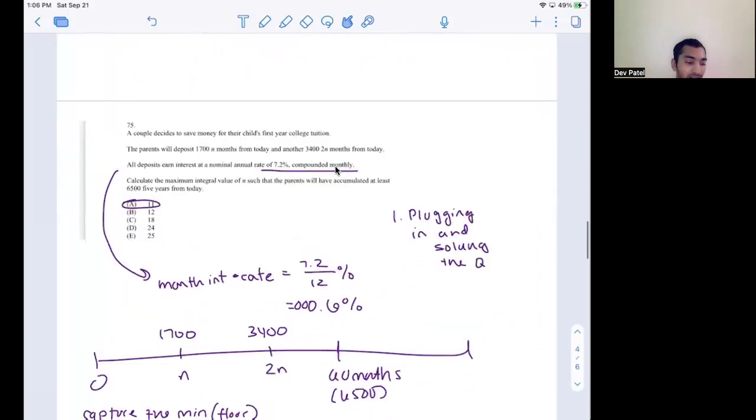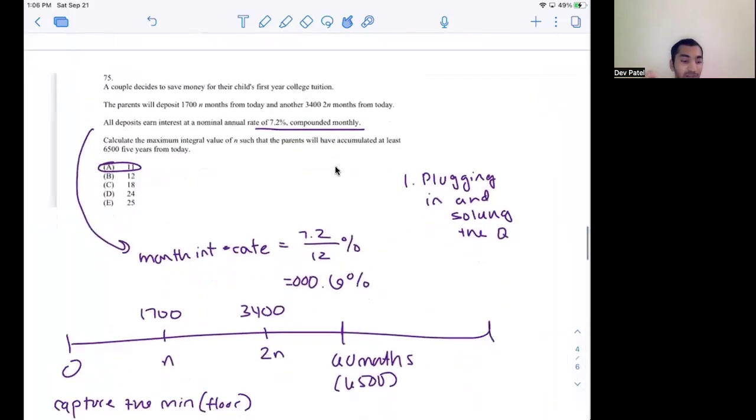In question 75, a couple decides to save money for their child's first year college tuition. The parents would deposit 1,700 n months from now, and another 3,400 2n months from today. All deposits earn interest at a nominal annual rate of 7.2% compounded monthly. Calculate the maximum integral value of n such that the parents will have accumulated at least 6,500 5 years from today.